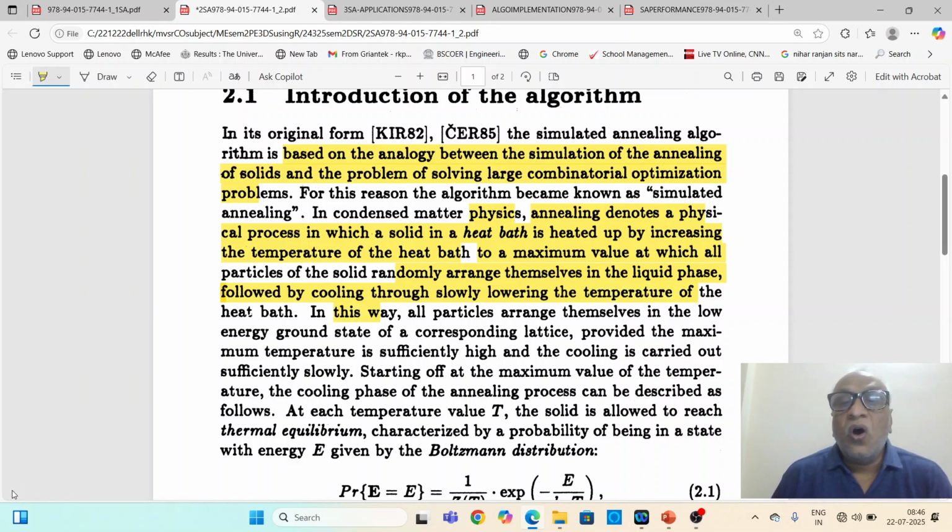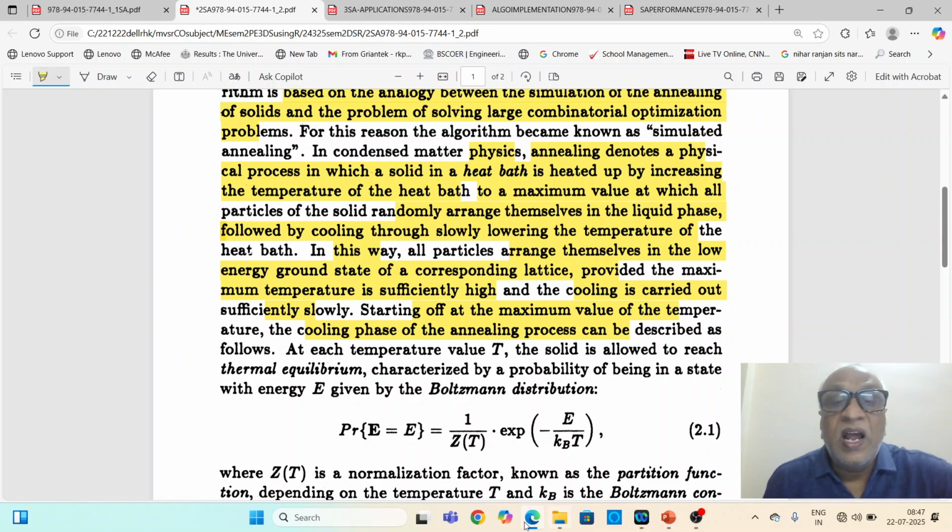In this way, all particles arrange themselves in the low energy ground state of a corresponding static lattice, provided the maximum temperature is sufficiently high and the cooling is carried out sufficiently slowly. So starting off at the maximum value of the temperature, the cooling phase of the annealing process can be described as follows: at each temperature value T, the solid is allowed to reach thermal equilibrium, characterized by a probability of being in a state with energy E given by the Boltzmann distribution.